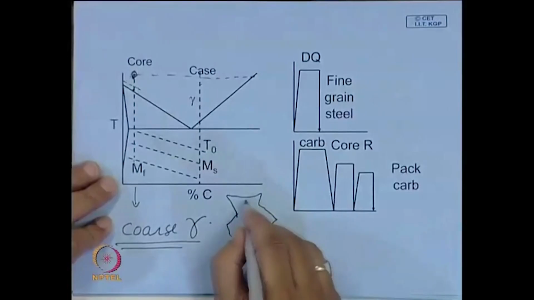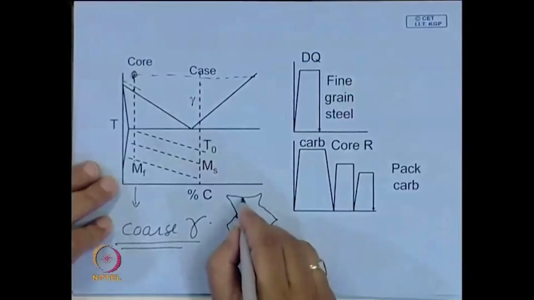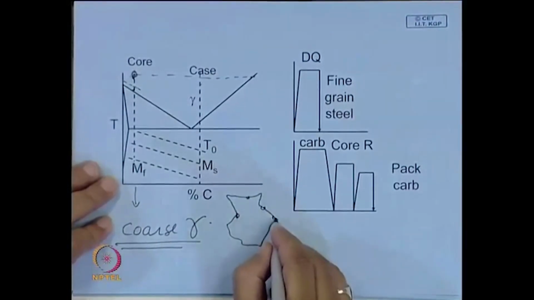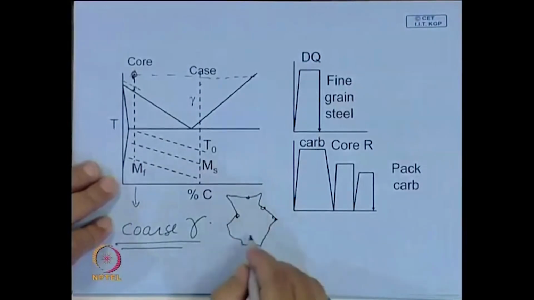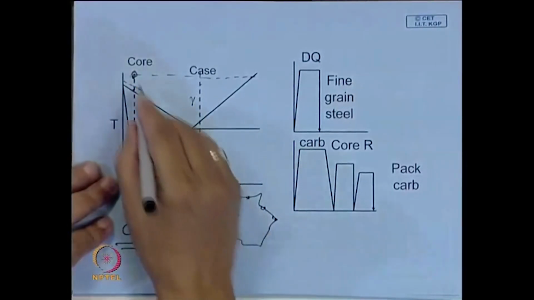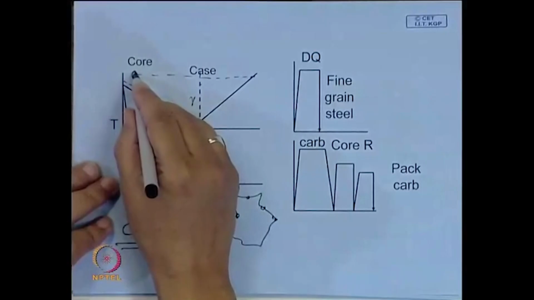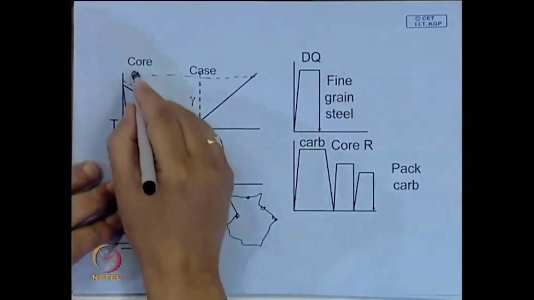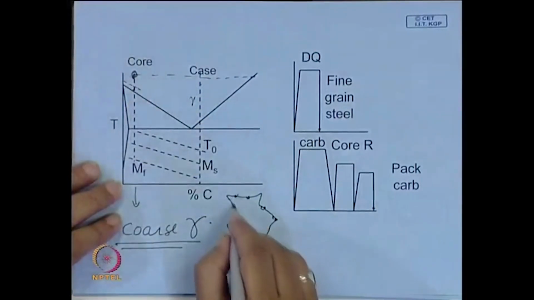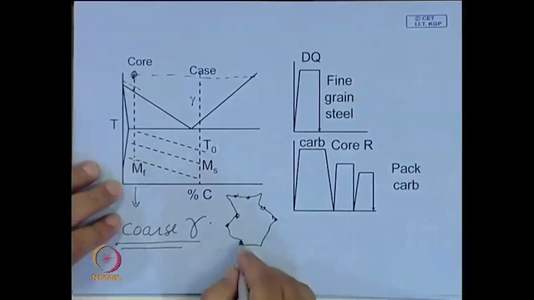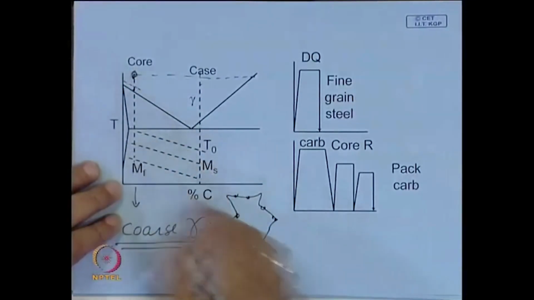Now, we know that if the austenite grains are coarse, the sites for pearlite or diffusion products to form reduce. Therefore, its hardenability increases. So, it is quite likely that if you directly quench from this particular temperature, you may have a problem. Sometimes the core can also get hardened.